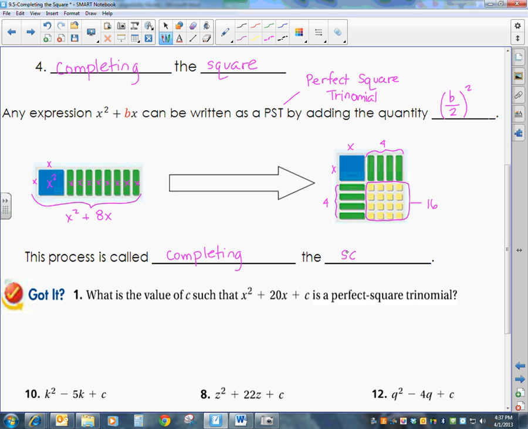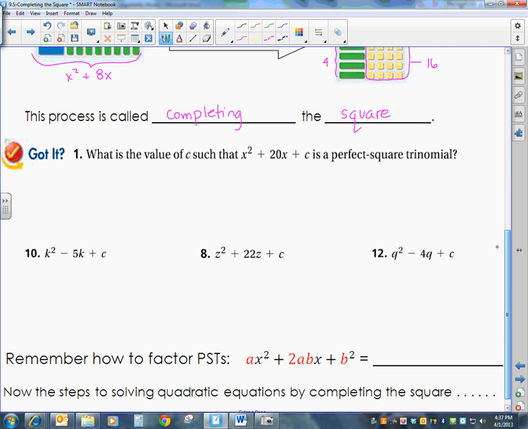Now, in a minute, you're going to see what it means to actually use that method to solve an equation. So first off, let's do some examples where we find the value of c that makes this a perfect square. So again, this is our b, because our b is the coefficient of our x term. So I need to take 20 over 2 and then square it. If you can simplify it, it would be preferable to do that. So 20 over 2 is 10 squared, and 10 squared, of course, is 100.